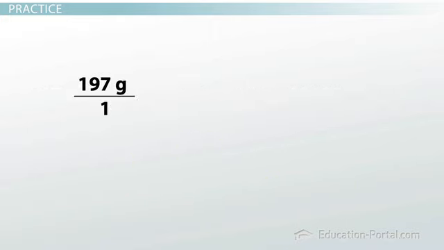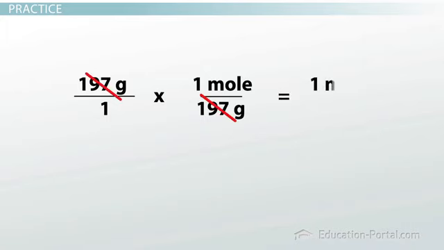Notice how I started out with what I was given, and then I multiplied by a conversion factor, which is really just an equality that I turn into a fraction in order to be able to cancel out the units I don't want and turn it into the units I do want.